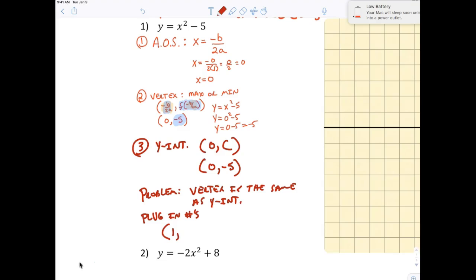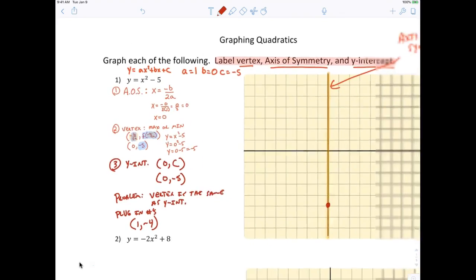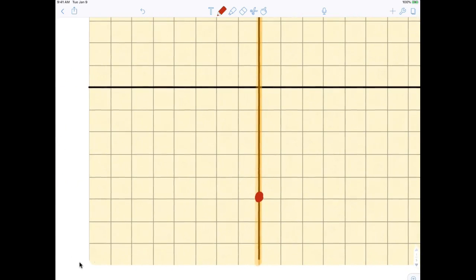All right? Now, again, what I'm trying to tell you is we had a problem here because the vertex and the y-intercept are the same. That's rare. All right? It's not going to happen very often. So in this case, if you plugged in 1, Jack, what did we get for the y value? We got negative 4. All right? So now what I want to do is I want to plot the point 1, negative 4. So when I plot 1, negative 4, here's where I'm at right here. Does everybody agree with that point?